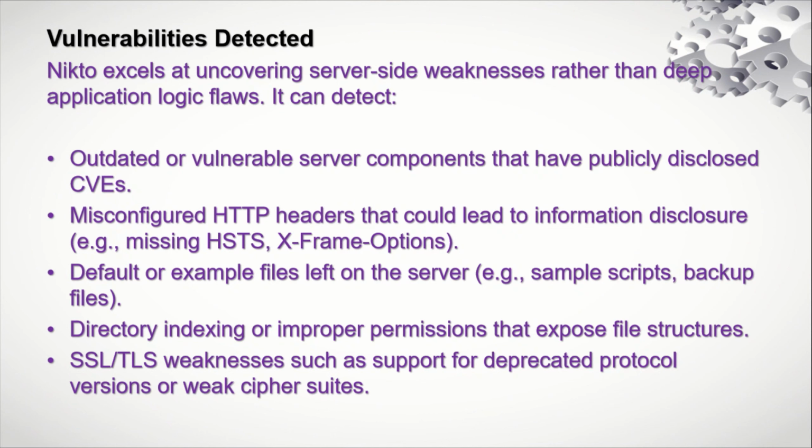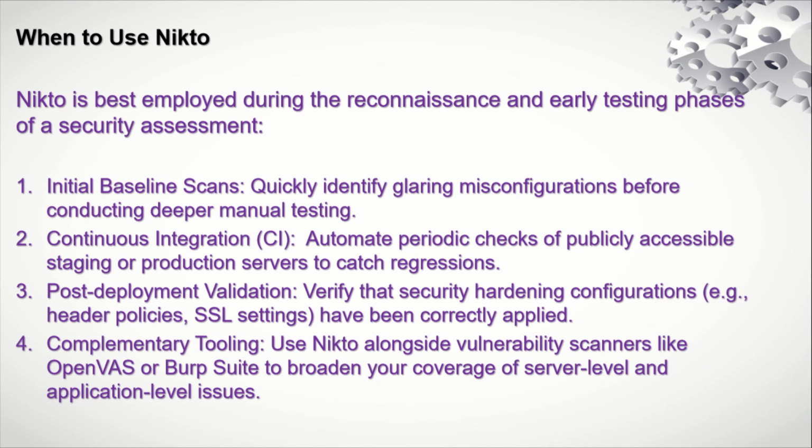So what are the types of vulnerabilities that can be detected using Nikto? You can use it to detect vulnerable servers, like we mentioned earlier, components with publicly disclosed common vulnerabilities, misconfigured HTTP headers that could lead to information disclosure, example files left on the server, directory indexing or improper permissions that expose file structures, or SSL and TLS weaknesses.